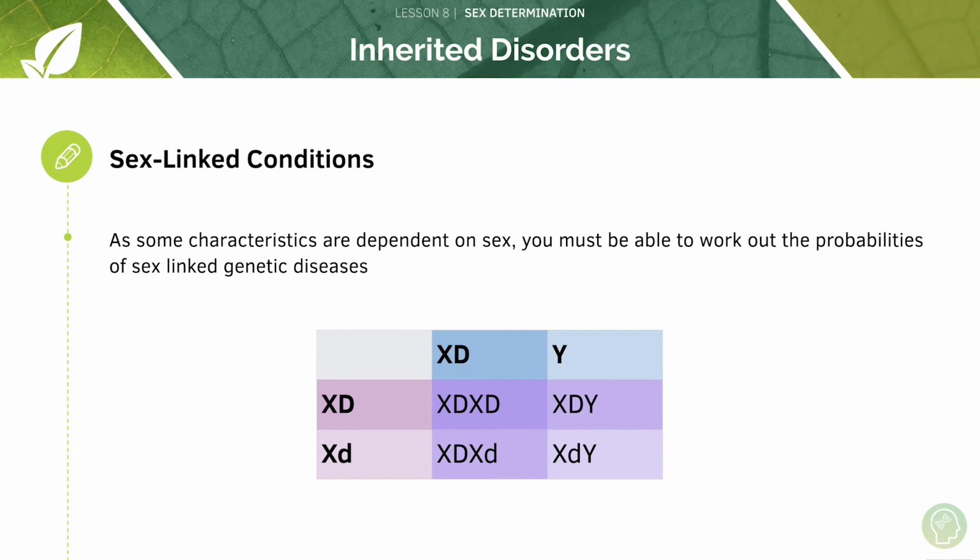Some characteristics are dependent on sex, and some of these might be conditions as well. So you must be able to work out the probabilities of sex-linked genetic diseases. All that means is that these risk alleles are carried on the X or Y chromosomes, and therefore, as well as being risk alleles, they are also associated with sex. That's why sometimes you get some genetic diseases that are more prevalent among women rather than men, or among men rather than women, just because it's dependent on whether they're carried by the X chromosome, as it is here, or on the Y chromosome.